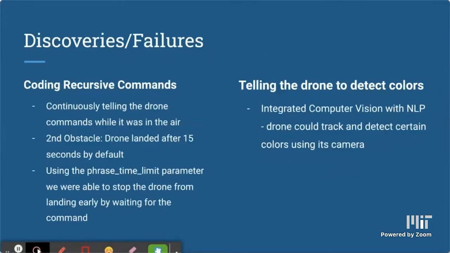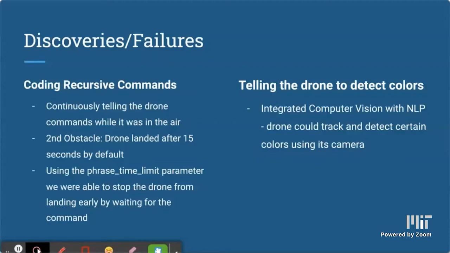This means continuously telling the drone commands while it was in the air. Another obstacle we came upon was that the drone landed after 15 seconds by default. A way to fix this was using the phrase time limit parameter, where we were able to stop the drone from landing early by waiting for the command. This allowed us to keep the drone in the air listening for our commands and not land by default.